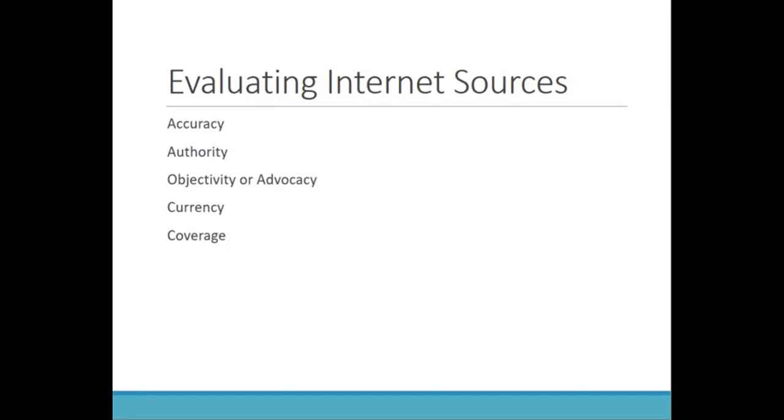Authority. Think about who takes credit for the article. Does the author have appropriate and relevant credentials? Do they have contact information? If it's written by an anonymous person, you might be a little more skeptical than if it's a popular article or an internet blog, but that's written by a scientist with their contact information and credentials. Another thing to think about is objectivity or advocacy.